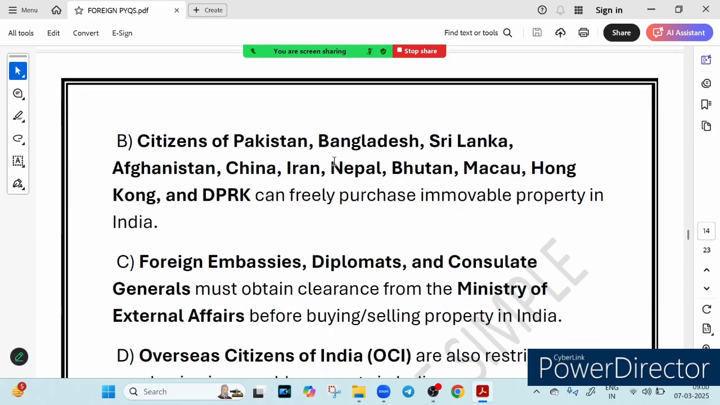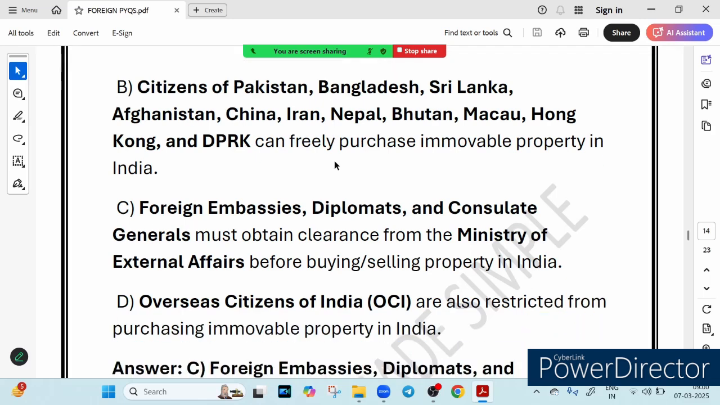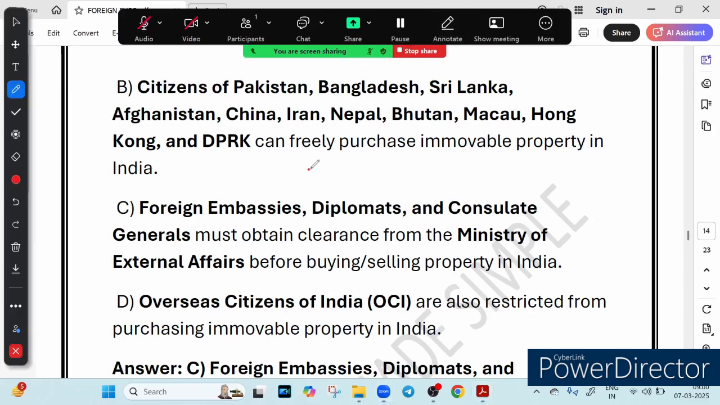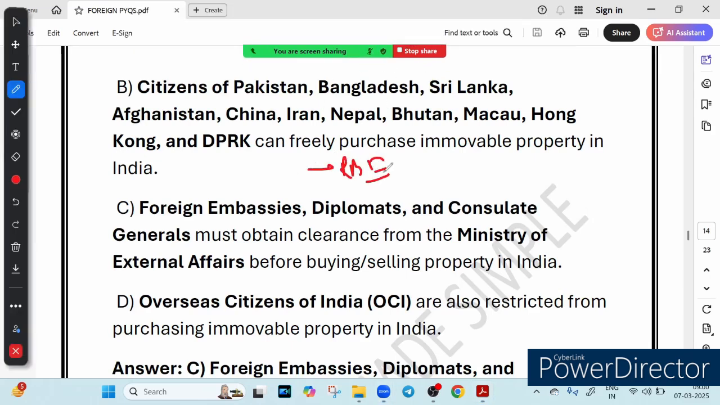Option B is also incorrect, because citizens of countries like Pakistan, Bangladesh, Sri Lanka, Afghanistan, China, right, cannot acquire or transfer immovable property in India without prior approval from RBI. They must take prior approval from RBI, right? So the key point is that RBI approval is very much required. The third option, I think, is correct, because they must get clearance from MEA, that is the Ministry of External Affairs, right, before buying property. That is the point.